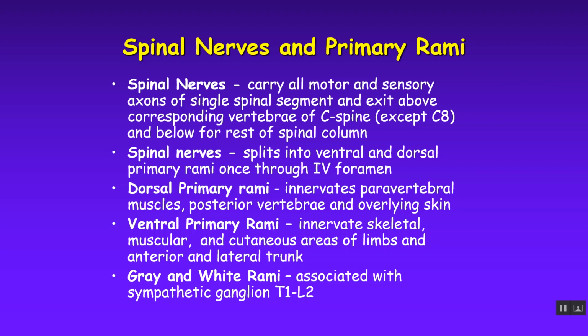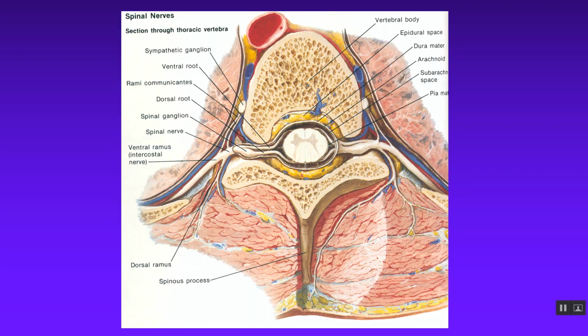The dorsal primary rami innervate paravertebral muscles and the posterior vertebrae and overlying skin, so the back part of your body. The ventral rami go to the skeletal muscles and cutaneous areas of limbs and anterior and lateral trunk. We've also talked about the gray and white rami that are associated with the sympathetic chain ganglia from T1 to L2.